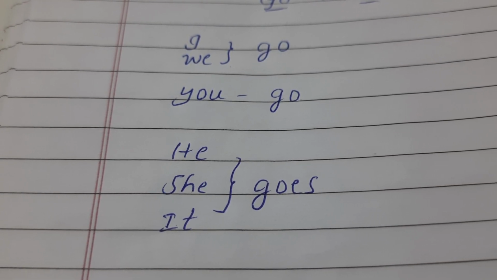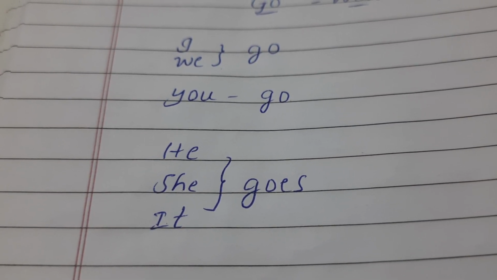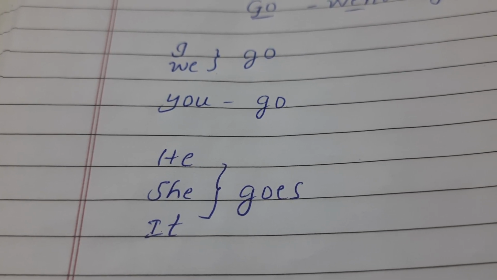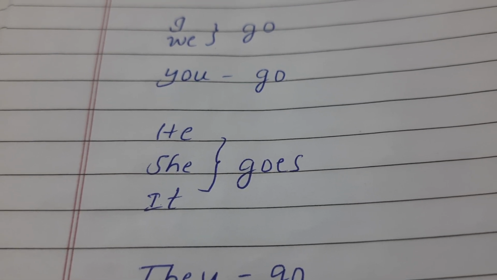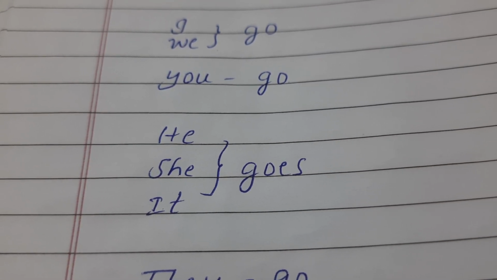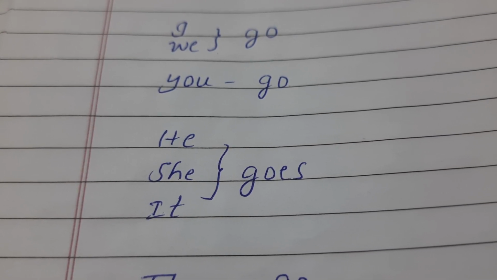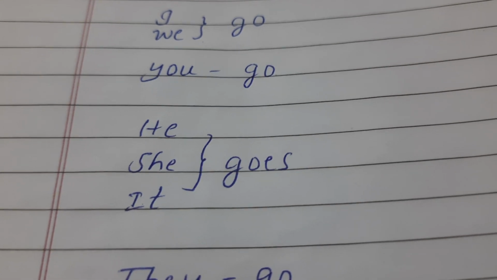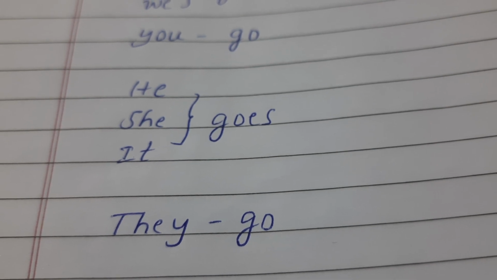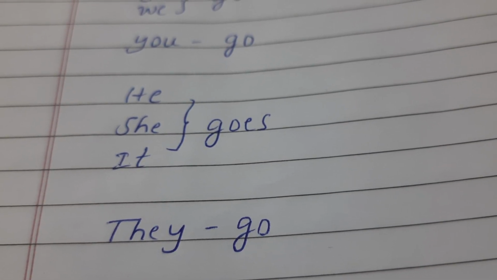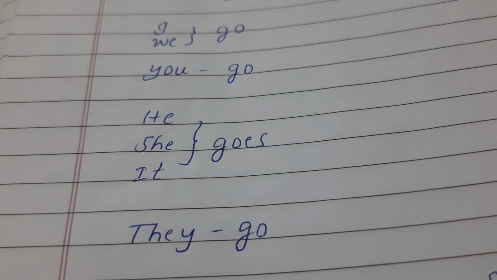If the subject is I or we or you or they, there will be no change in the first form of the verb. We can say I go, we go, you go. But if the subject is he, she, it, or somebody like my brother, my sister, my friend, my teacher, the verb takes s or es. They is third person plural. With the third person plural, there will be no change in the verb. As it is, we can say they go to market, they go to library.